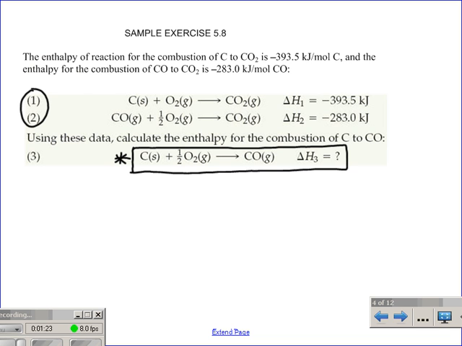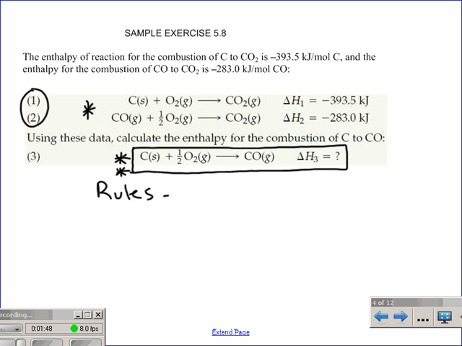Here's my suggestion about how to go about this. The goal is to rearrange these equations up here into a format that looks like this. That means we need to have all the reactants on the correct side, all the products on the correct side, and we need to make sure the coefficients are the same. Here are the rules for doing this.